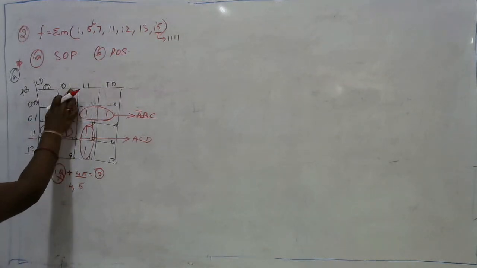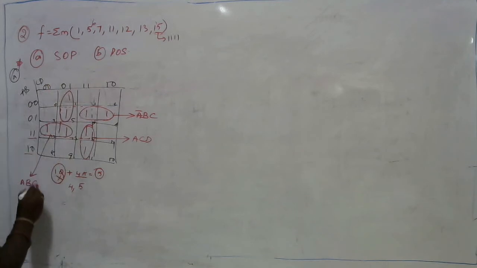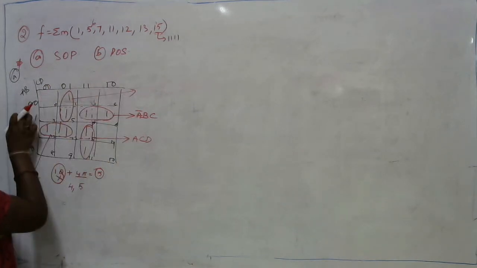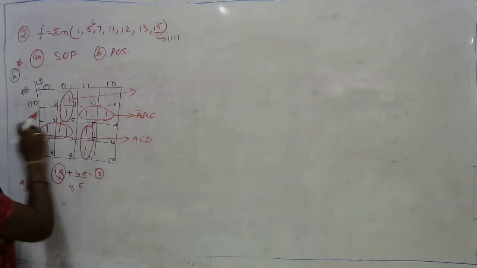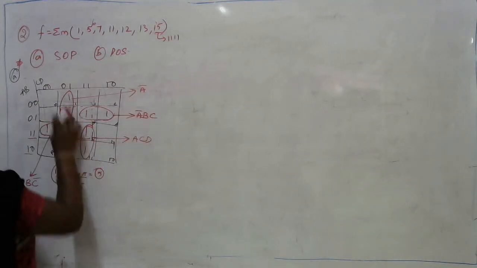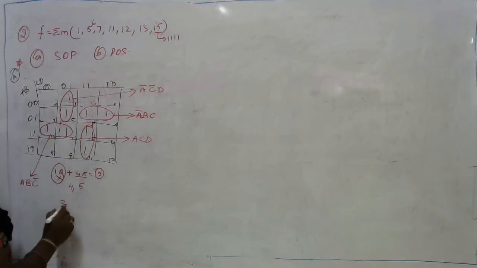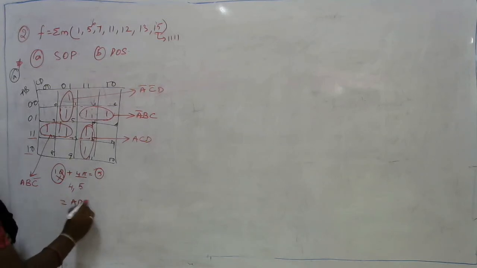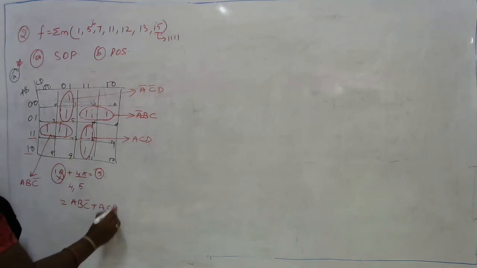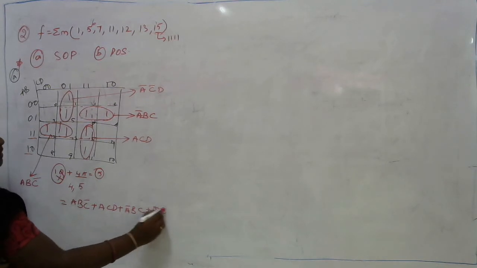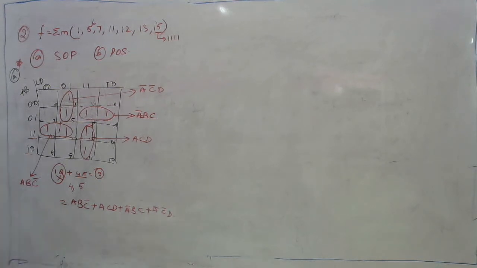The cancelled out variable will be D, left over with C bar. And for this one, it is present in two different rows. So B will be cancelled out, left over with A, which is A bar, and this is C bar D. So the minimized expression for this is AB C bar plus ACD plus A bar BC plus A bar C bar D. This is how to simplify the given function by using an SOP.